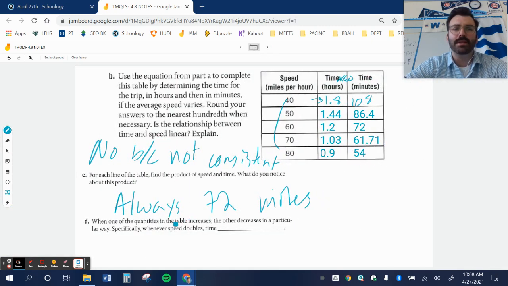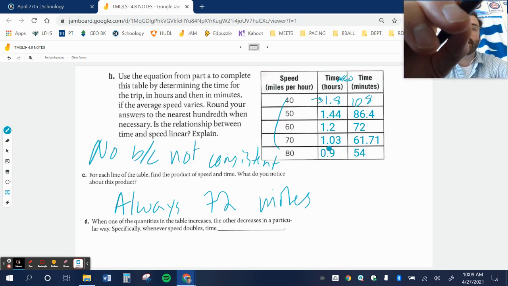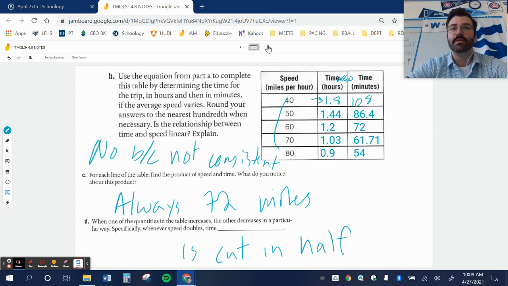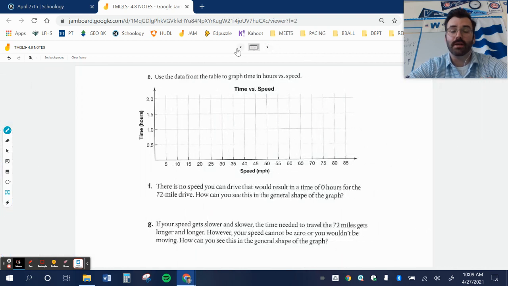When one of the quantities in the table increases, the other decreases in a particular way. Specifically, whenever speed doubles, so I go from 40 to 80, that's doubling my speed. What happens with the time? I go from 1.8 to 0.9, or 18 to 9. Well, what happens? Time is cut in half. And that would go in that blank. I just don't have a big enough blank to write it. So our time is cut in half, which makes sense because our speed is doubled. All right, so our time should be cut in half.